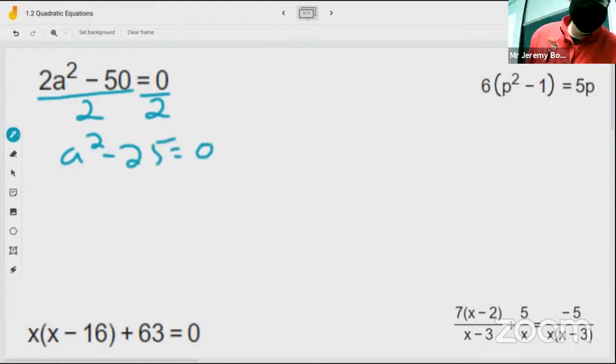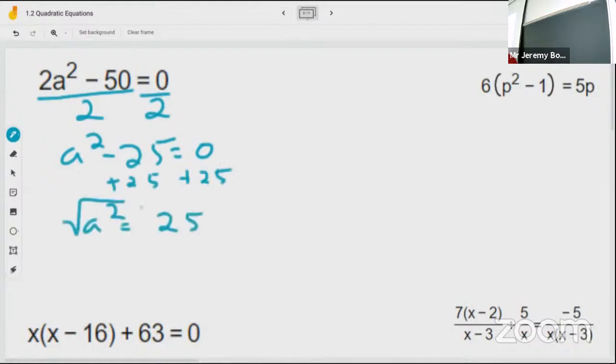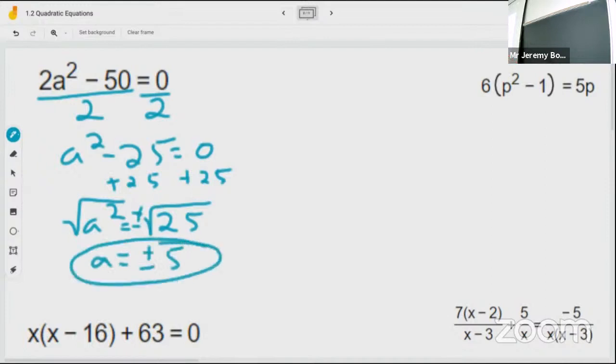And so now we can use either the square root method or we can factor it. If you factor it, it's going to be a plus 5, a minus 5 is equal to 0. If you want to do the square root method, add 25 to both sides. a squared is equal to 25. Take the square root, remember it's plus or minus on this side. So it's going to be a is equal to plus or minus 5. So once you get that one set up, it's not too bad. Any questions on that one?